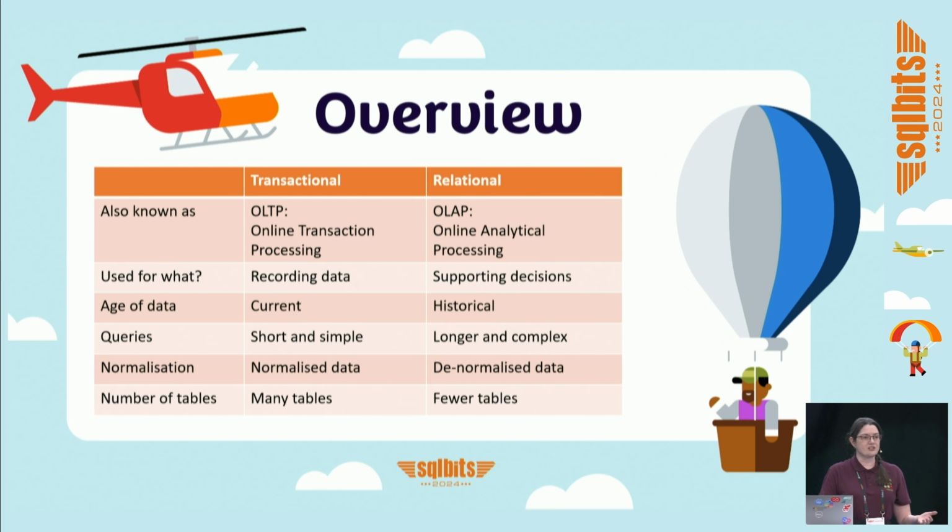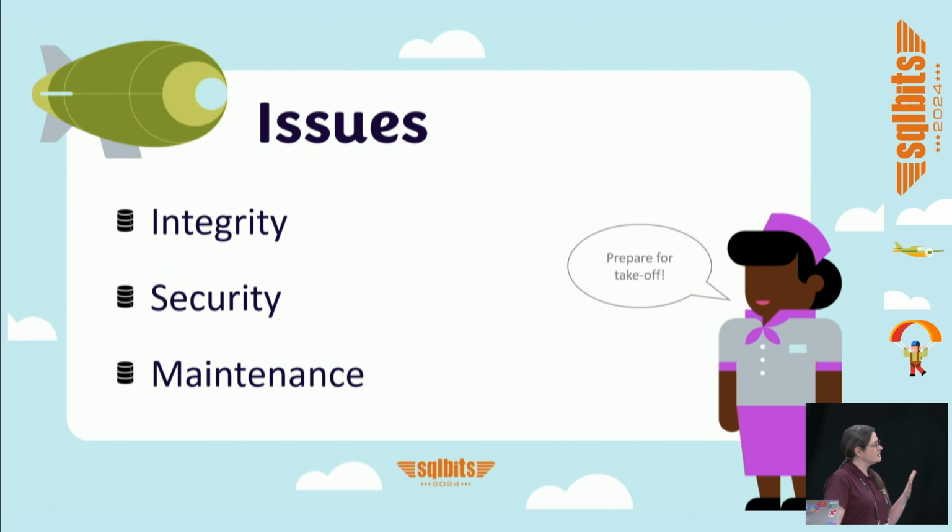And then you've got your relational database, which has just a few users, but they are bringing back a lot of data so that they can aggregate it and then put it into reports. Optimally, you would normalize the data for your transactional databases and denormalize it for your relational databases. If you don't know what that means, don't panic, because I will go over it in a bit more detail. Now, the three main issues we are going to be trying to avoid for our transactional databases are integrity, security, and maintenance.